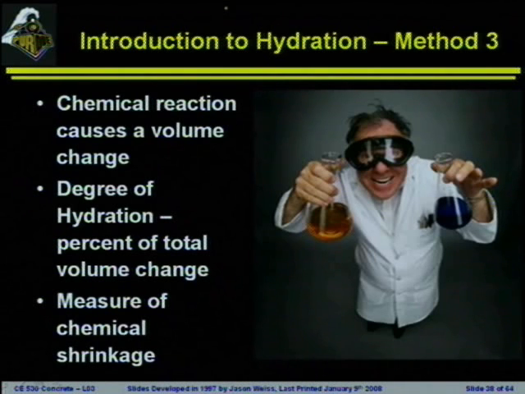Chemical shrinkage is simply the fact that if you start off with a bucket of cement and a bucket of water and you mix them together and they react, you get 1.9 buckets. A tenth of a bucket goes missing. There is a volume reduction that takes place because of the reaction.